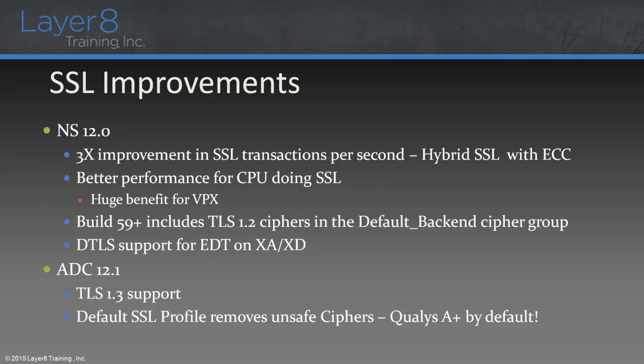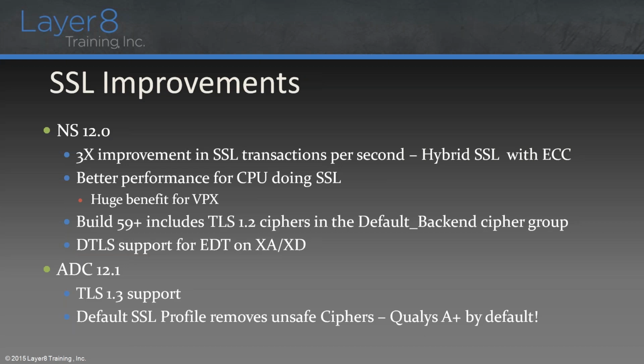Now, another big driver in some of the new versions. So you've got NetScaler 12. One of the big things they start talking about is SSL improvements. They're going in and doing some different things with the elliptical curve or the hybrid SSL, and it's increasing the number of transactions per second that we can perform. And so you've actually got 3 times or 300% improvement.